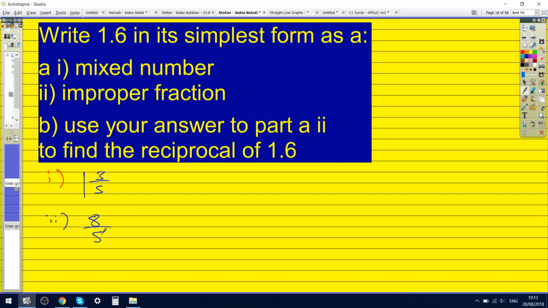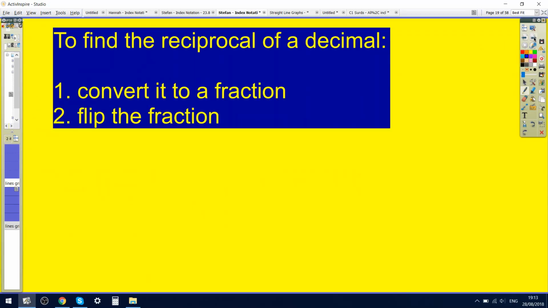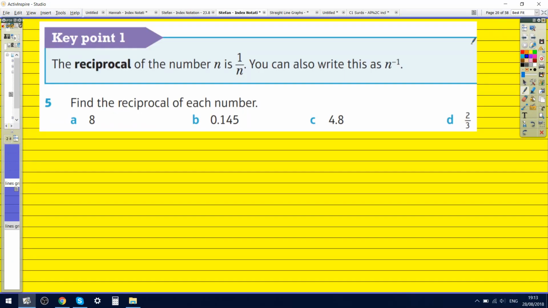And using that answer, what is the reciprocal of 1.6? Well done. And so to find the reciprocal of a decimal, turn it into an improper fraction and flip the fraction. How would you do, what would be part C for this one?